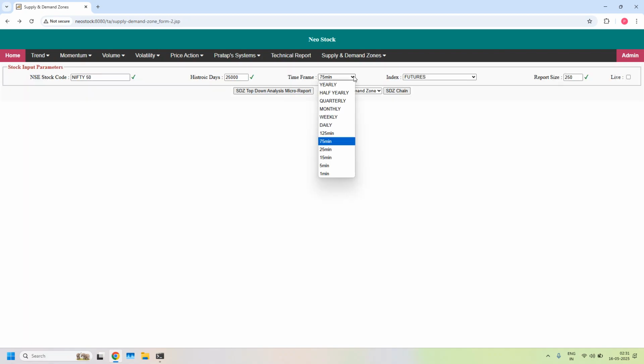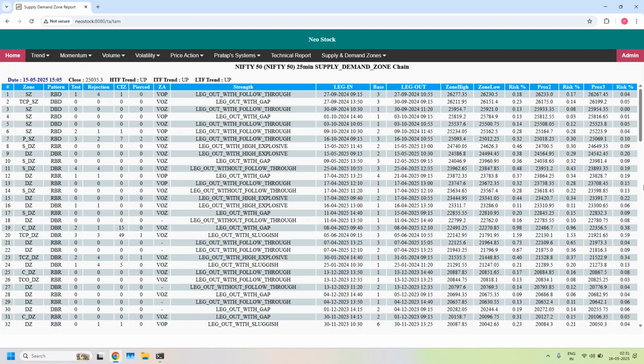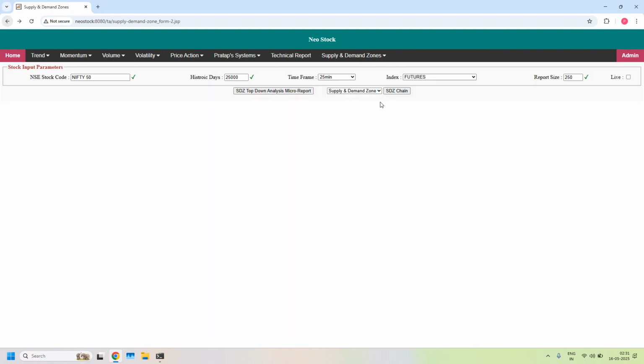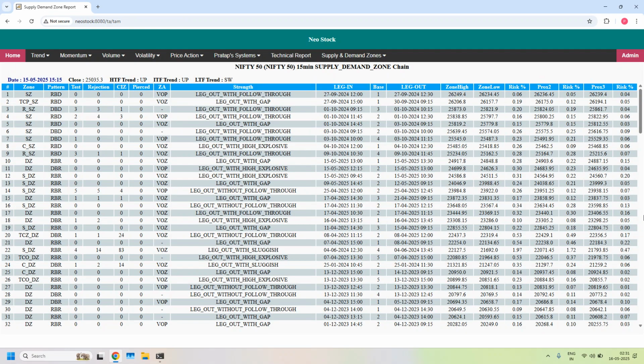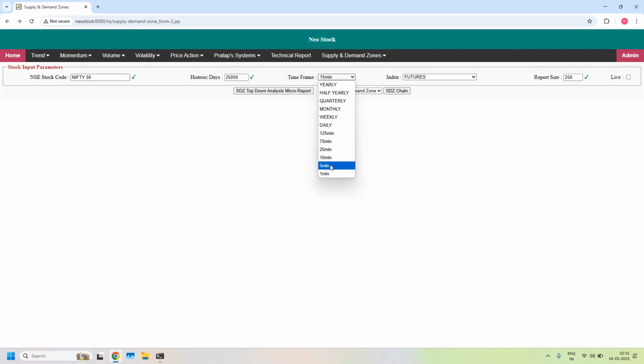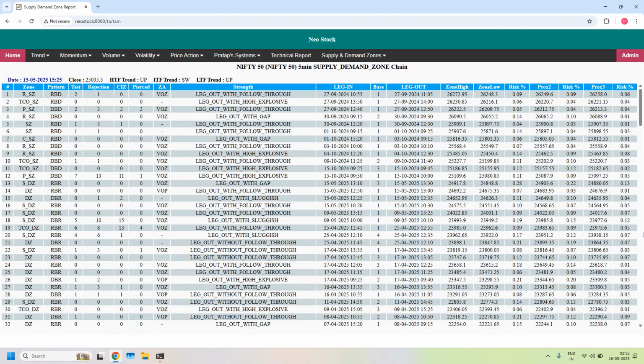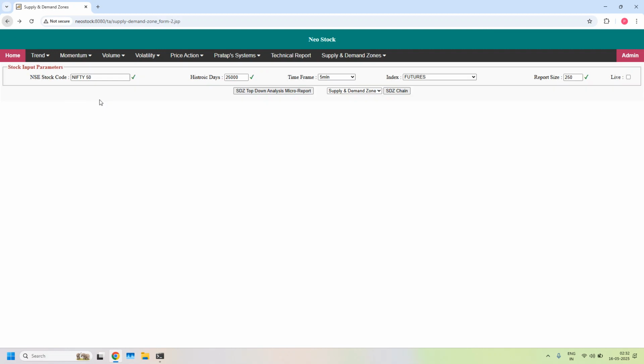Next, generating 25-minute supply demand zone chain for Nifty. Next, generating 15-minute supply demand zone chain for Nifty. Next, generating 5-minute supply demand zone chain for Nifty. So this is the Nifty supply demand zone chain report. Next we will generate Bank Nifty supply demand zone chain.